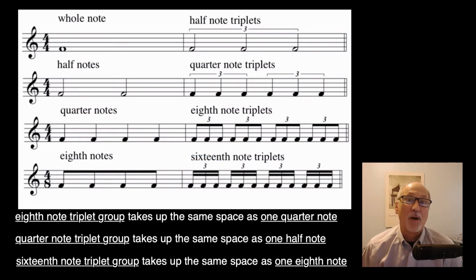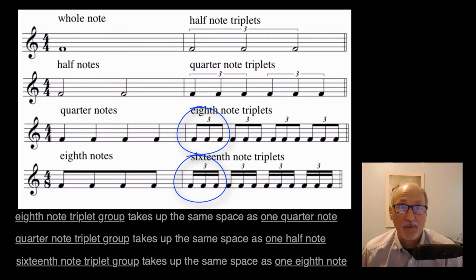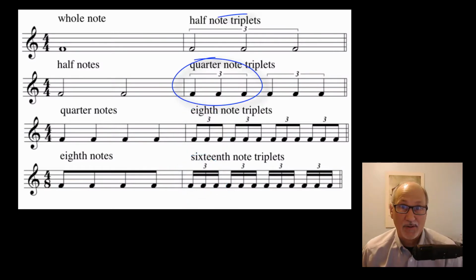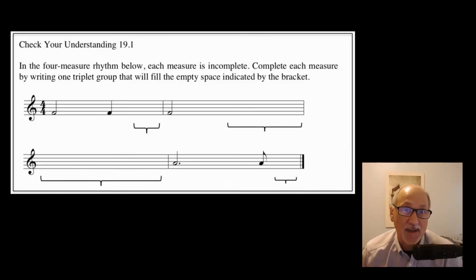Now, to indicate triplets that already have a beam in their note values, like eighth note triplets or 16th note triplets, you just simply place a little 3 on the beam side of the grouping. But for triplets without beams, like quarter note triplets or half note triplets, you need to add a bracket on the stem side of the note. And this bracket will be broken in the middle and labeled by the number 3, as shown in this example. You should go ahead and try Check Your Understanding 19.1, where you try to fit a triplet into designated spaces within measures.